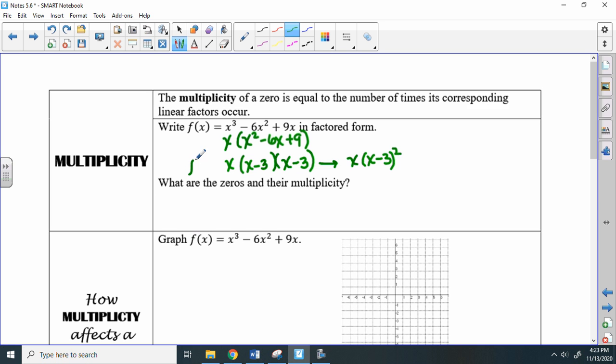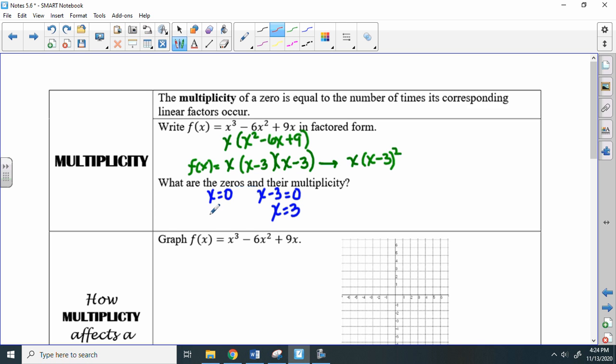I guess technically I could keep the f of x in front of it. All right, there is my polynomial in factored form. Now, if I were to find the zeros, remember that means take each factor and set it equal to 0 and solve it. But if you get the same one twice, you only have to solve it once. Okay? Now, the multiplicity is literally how many times did that factor occur.